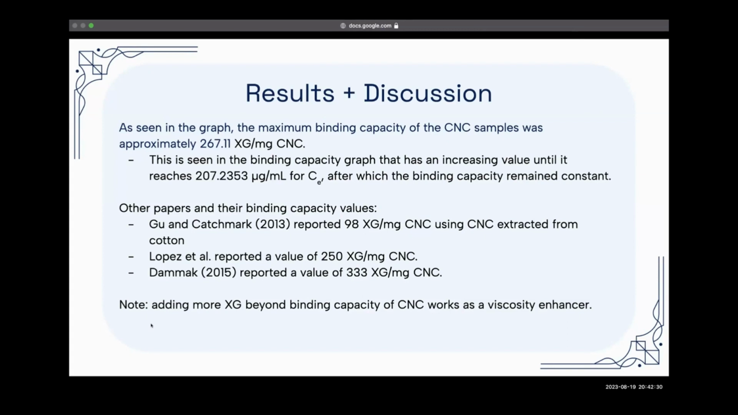We also observed that adding more xyloglucan beyond the binding capacity of CNC works as a viscosity enhancer. So this way you could easily modify the viscosity of your solution. And it's a really helpful application in biomaterials.